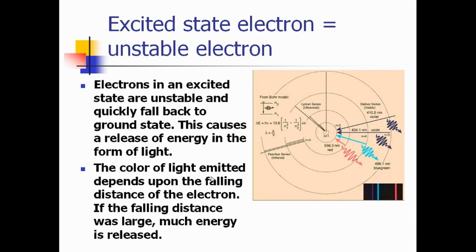And then what happens is, when they get to that excited state, they become unstable. And as they become unstable, they start to quickly fall back to where they came from, back to their ground state. And when they do that, this causes a release of energy, and when we see that energy, we see it in the form of light. And whatever color of light that is emitted depends upon how far the electron falls. So obviously, if it falls a greater distance, we see a different kind of light than if it falls a small distance. And we can determine, when we calculate the energy, how far that electron fell.